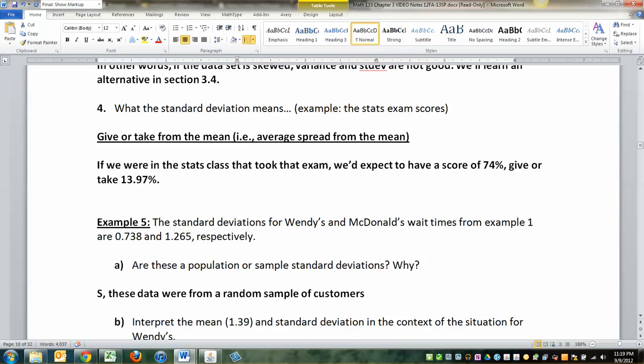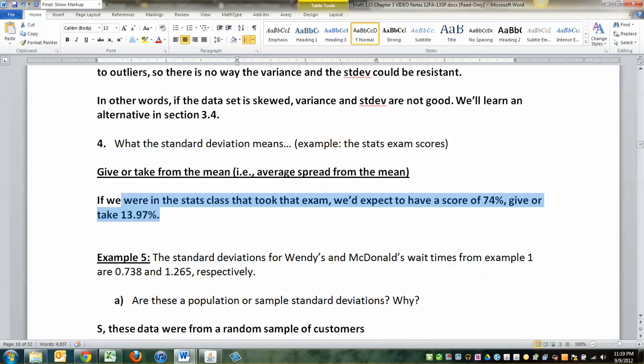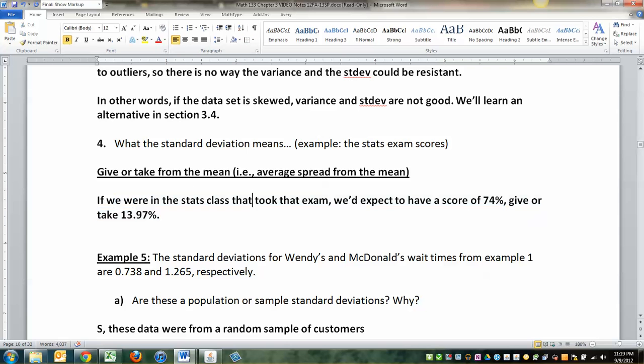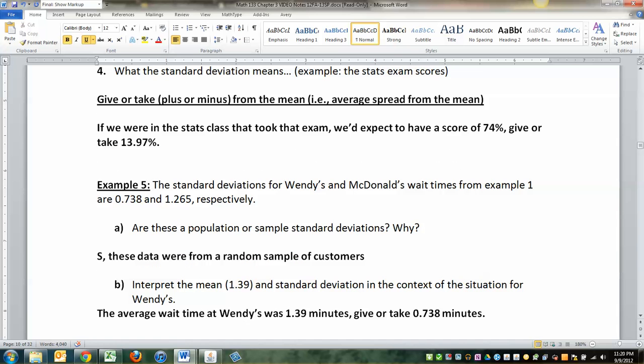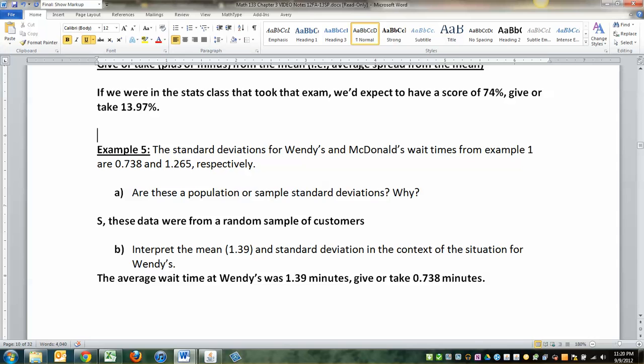So for our stats exam, for example, if we were in that class that took that stats exam, we'd expect to have a score of 74%, because that's what the mean was, give or take 13.97, right? It's the give or take. You can also say plus or minus, give or take, plus or minus from the mean. That's how to interpret it. That's what it is. It's how much wiggle room there is around the mean for most data points.